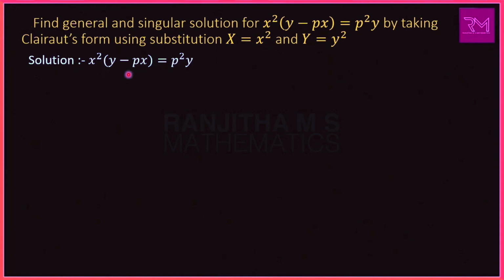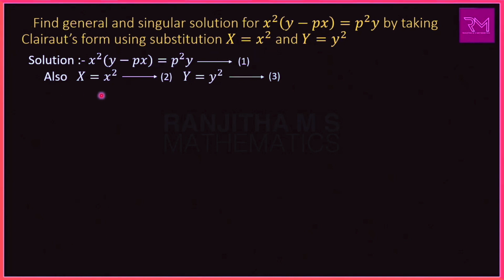First, take the given data: x squared into (y minus px), which is equal to p squared y. Call this equation 1. Also, they have given a substitution as capital X, which is equal to x squared, and capital Y, which is equal to y squared. Call this equation number 2 and this equation number 3. Here we have to solve this equation with the help of the substitution.